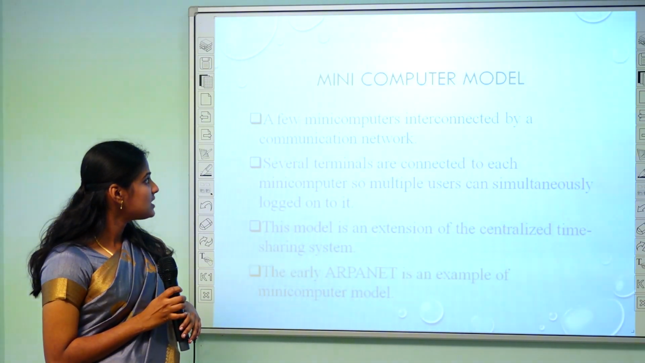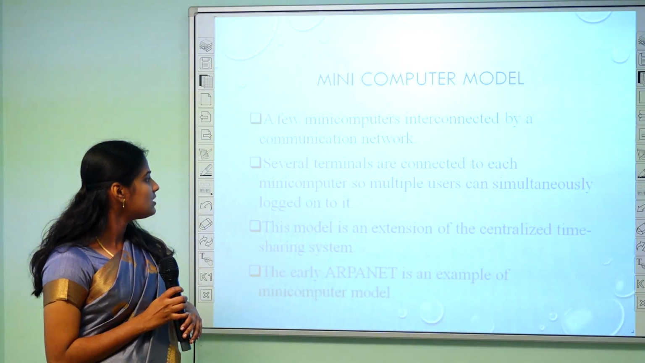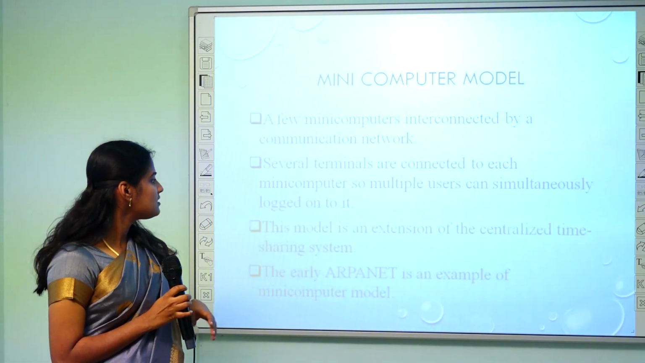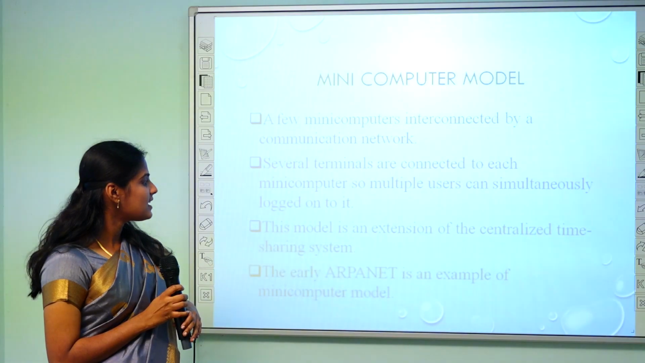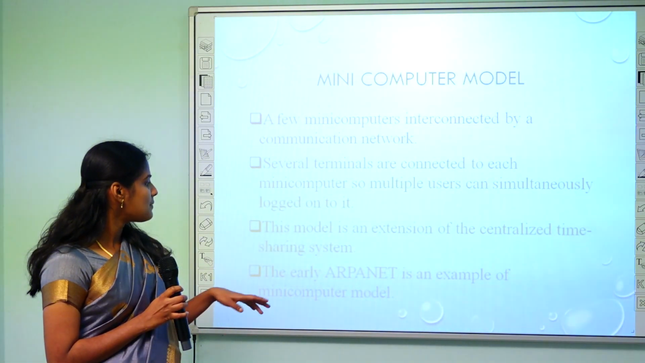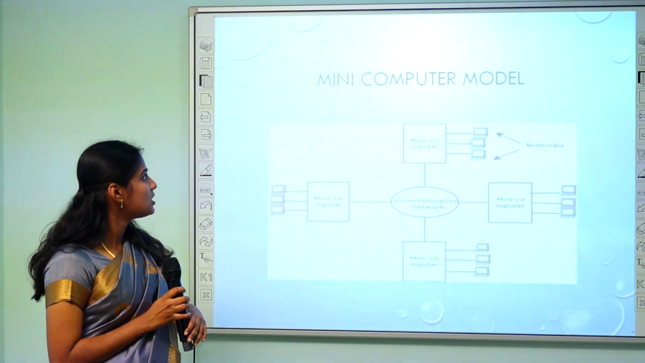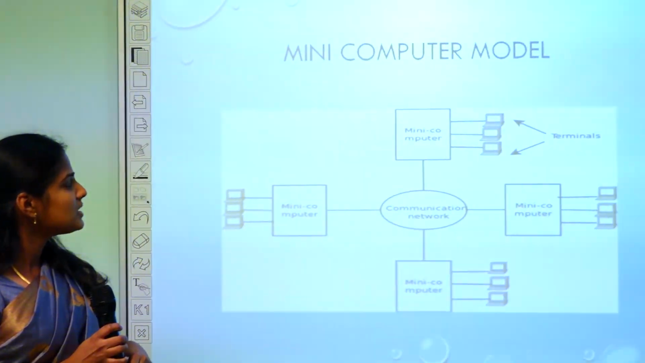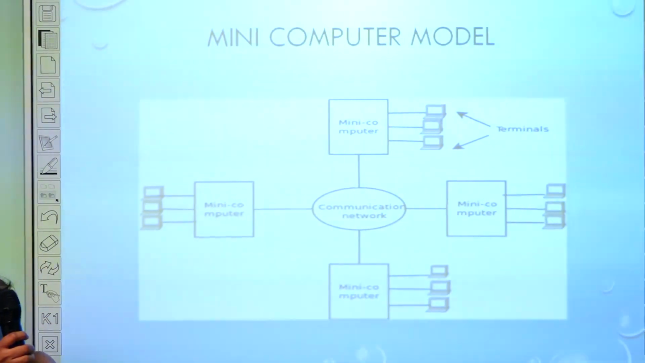A few mini computers are interconnected by a communication network. Several terminals are connected to each mini computer, so multiple users can simultaneously log on to it. This model is an extension of the centralized time sharing system. For example, ARPANET is an example of the mini computer model. So this is the picture of the mini computer model. One communication network, many mini computers are connected, then several terminals are also connected to the mini computers.